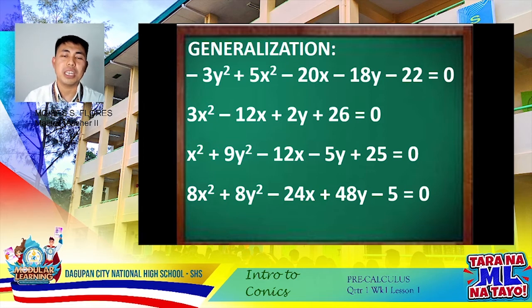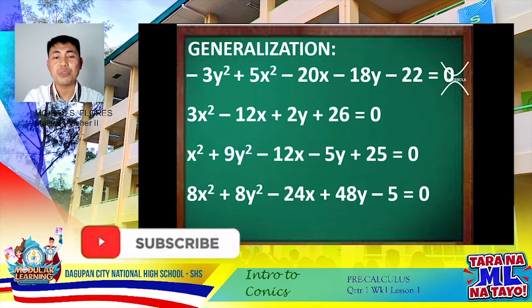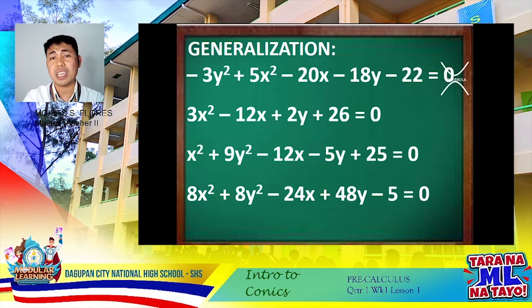Do you still recall how to identify the equations of the four conics? Take a look at the first equation. We have negative 3y squared plus 5x squared minus 20x minus 18y minus 22 equals 0. What type of conic is that? You're right. That is a hyperbola, because they have different numerical coefficients and different signs with respect to x and y in the second degree. How about number 2, the second equation? 3x squared minus 12x plus 2y plus 26 equals 0.